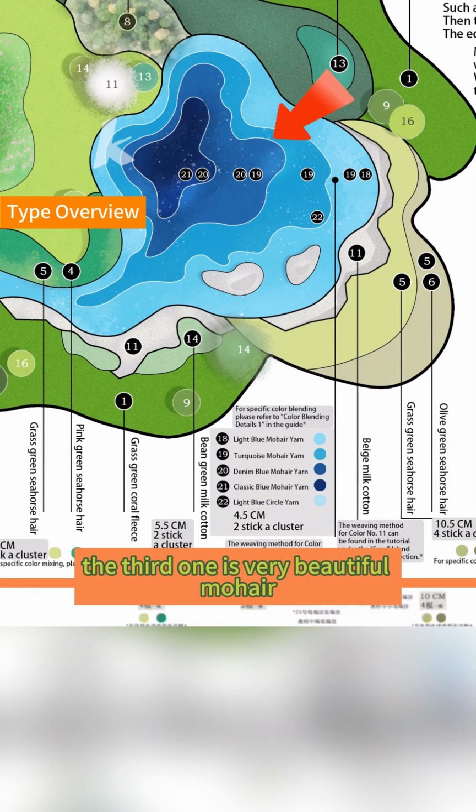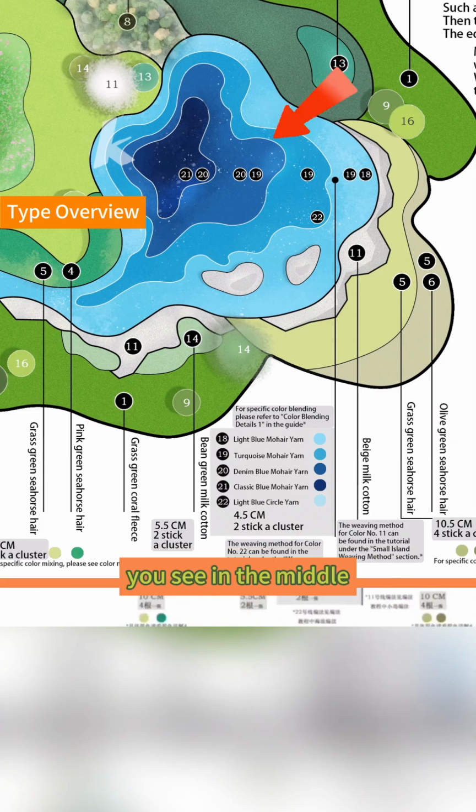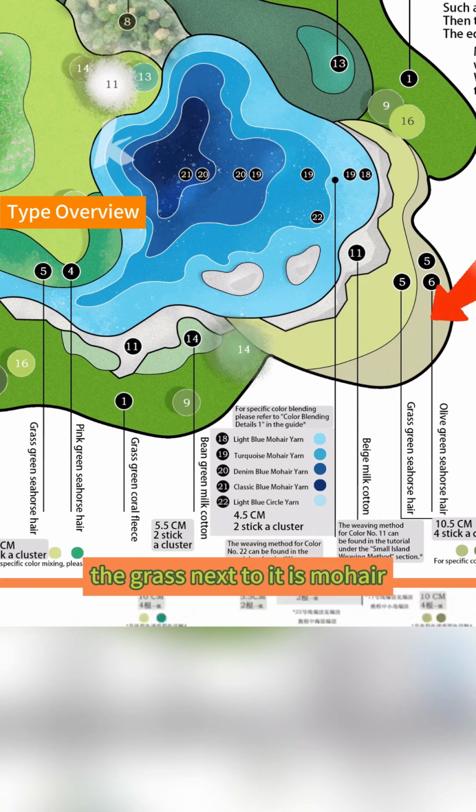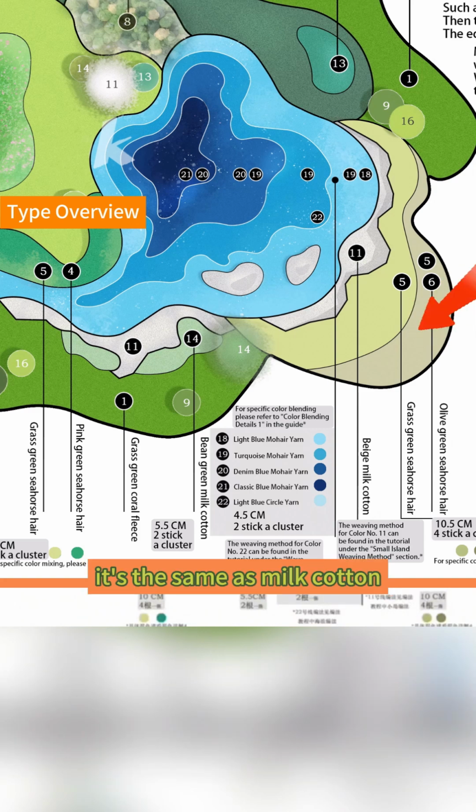The third one is very beautiful: mohair. You see in the middle, this area of the lake just uses more mohair. The grass next to it is mohair. The knitting method of mohair is the same as milk cotton.